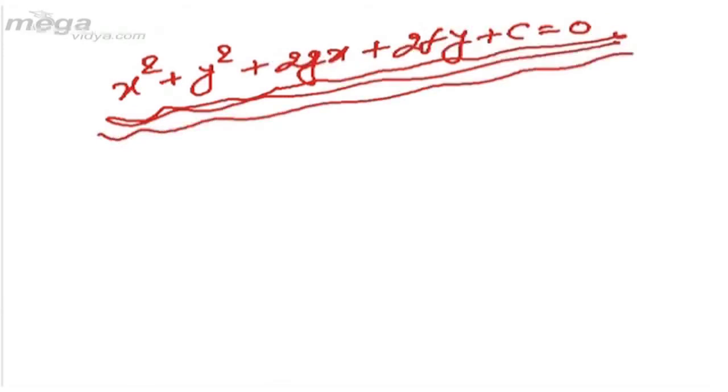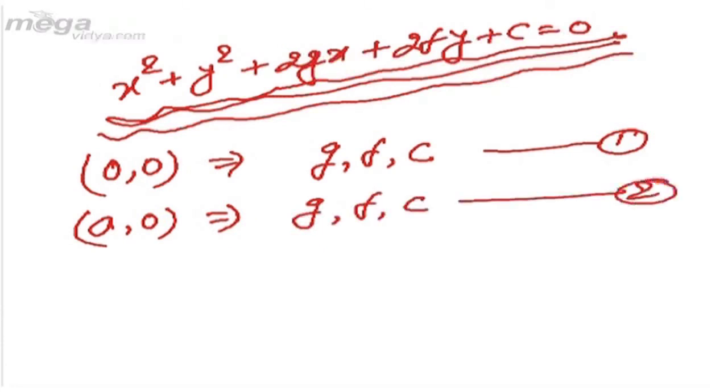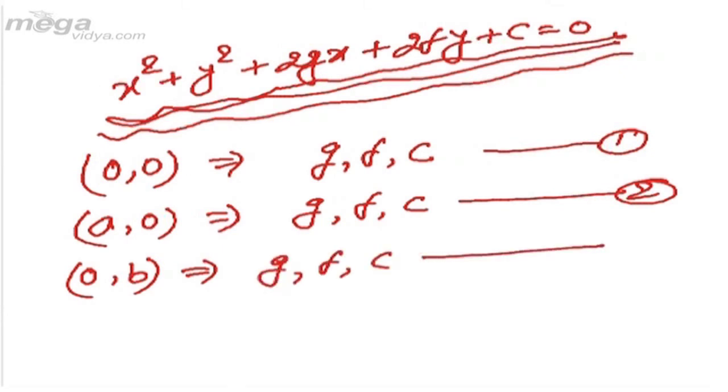So (0, 0) will satisfy this equation, (a, 0) will satisfy this equation, and (0, b) will satisfy this equation. So when you put 0, 0 in place of x and y, you will get one equation in terms of g, f and c. Once you put a, 0, you will get another equation in terms of g, f, c. That will be your second equation. And when you put 0, b in this equation of the circle, because (0, b) also satisfies this equation, you will get the third equation in terms of g, f, c. These three equations we will solve to get the values of g, f, c. Once you get g, f, c, substitute here, and you will get the equation of the circle.